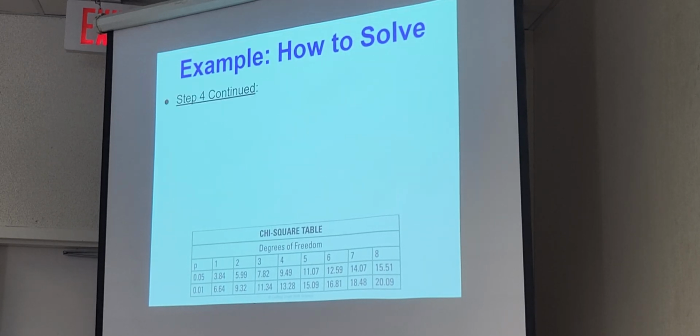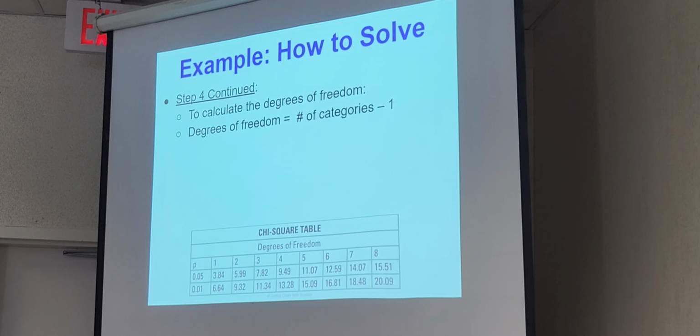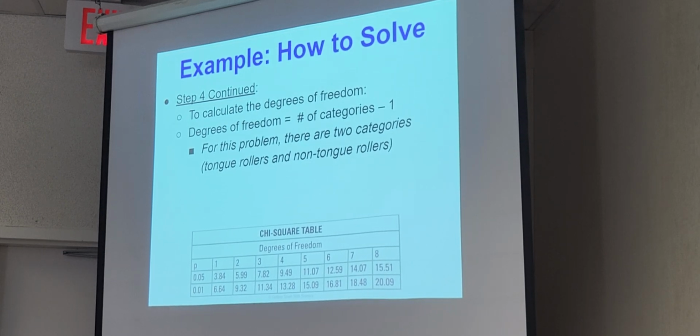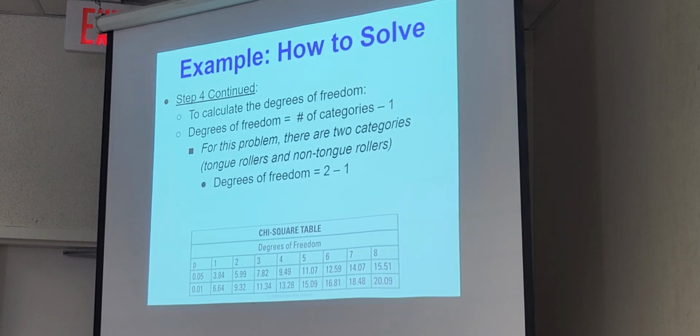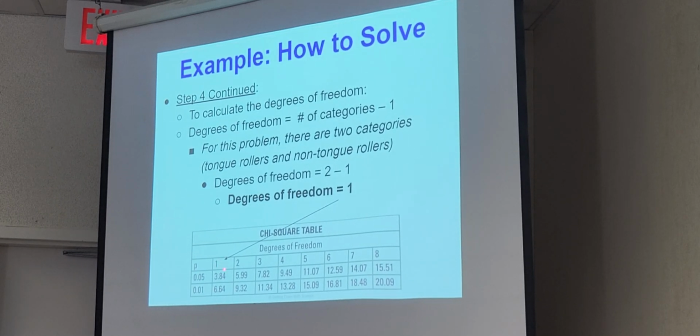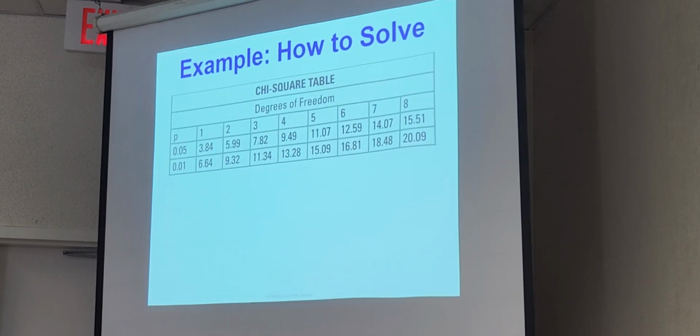So, calculate degrees of freedom: number of categories or possibilities minus 1. For this problem, there are 2 categories, tongue rollers and non-tongue rollers, right? So the degrees of freedom, 2 minus 1 is 1. That gives us this one right here. So we're all good with this, right? It's fairly simple.